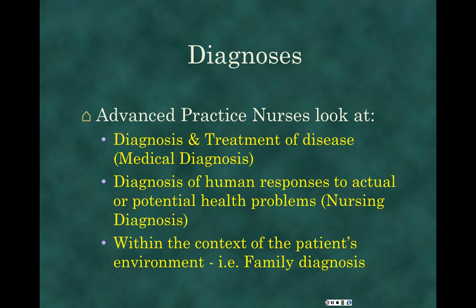And we also look at the diagnosis within the context of the patient's environment. For example, the family diagnosis. How is this particular problem going to affect the entire family? Are there likely to be issues? Do you need to bring the spouse in so that they can be involved, if it's a chronic disease such as diabetes? So we always want to put it in the context of the family.